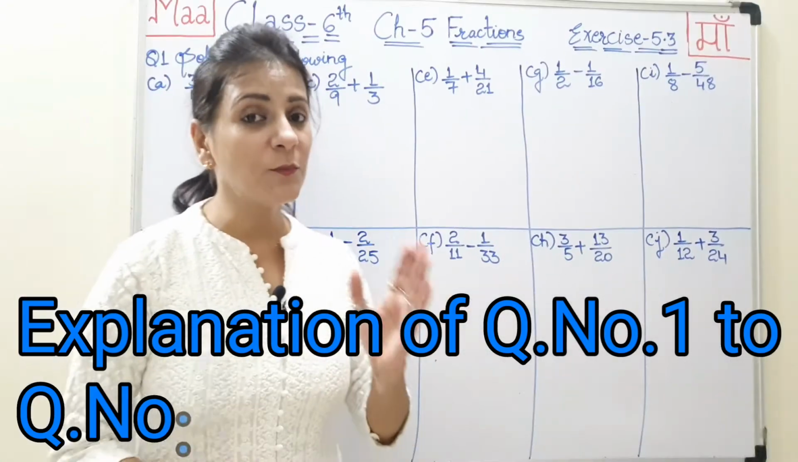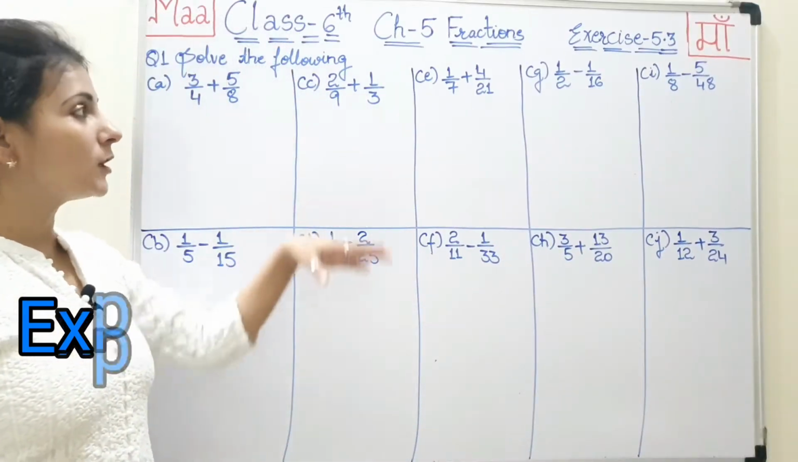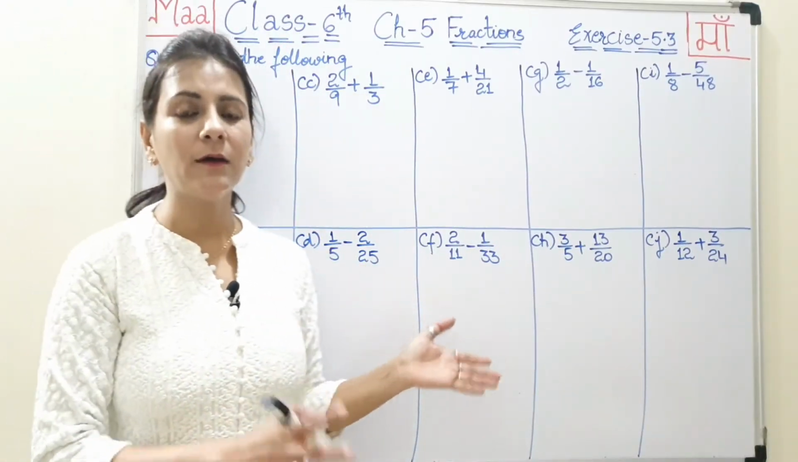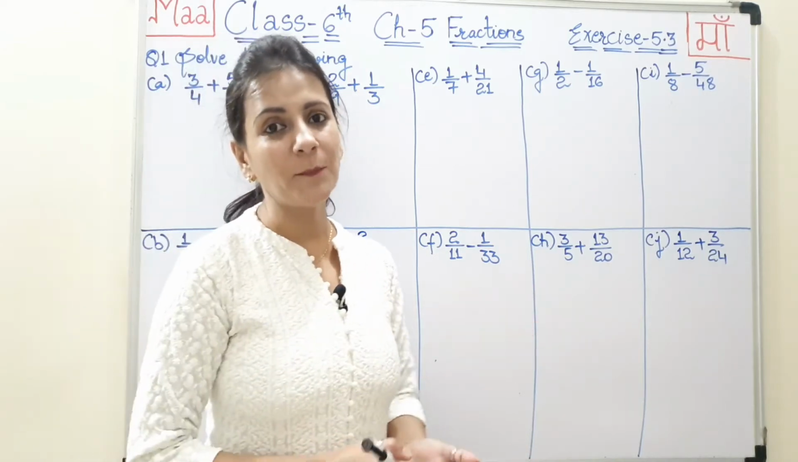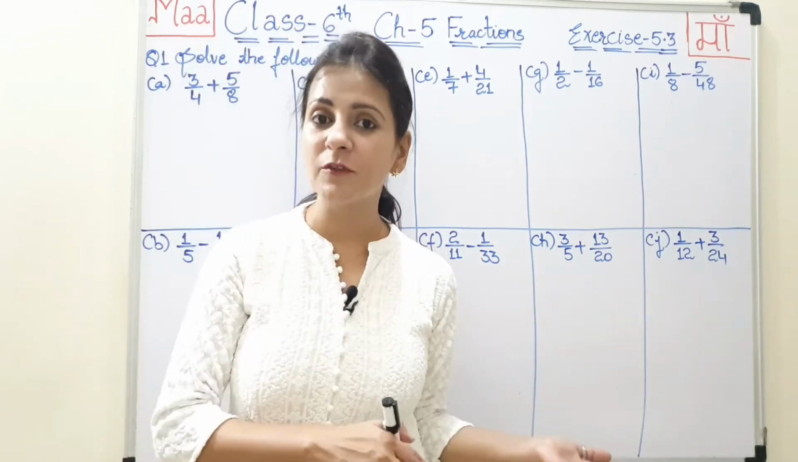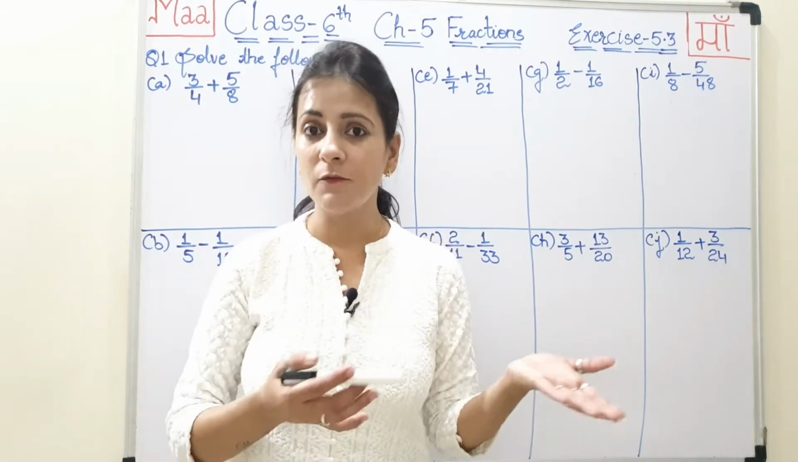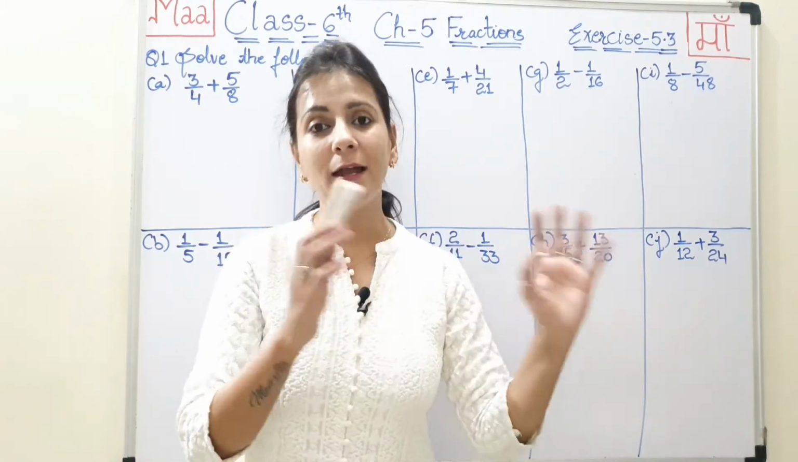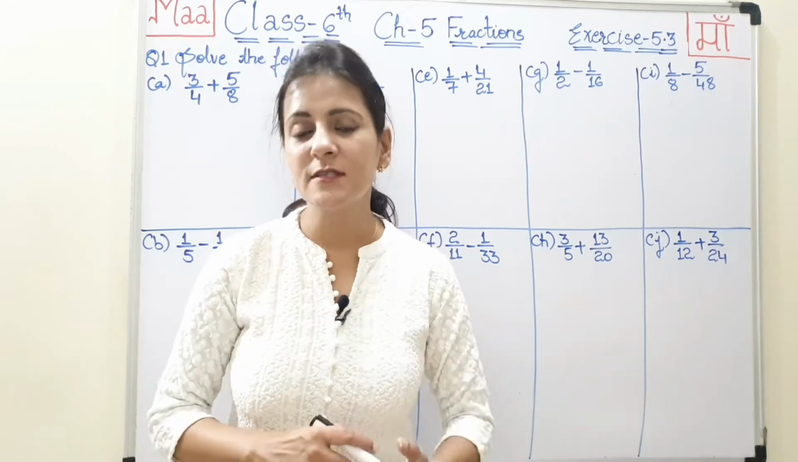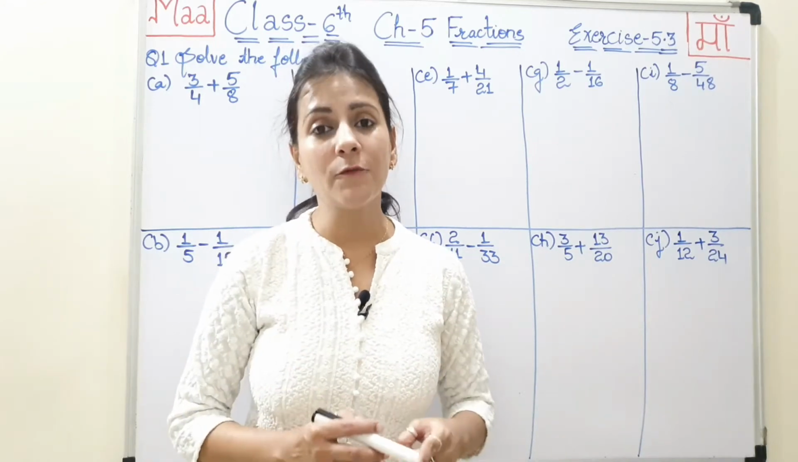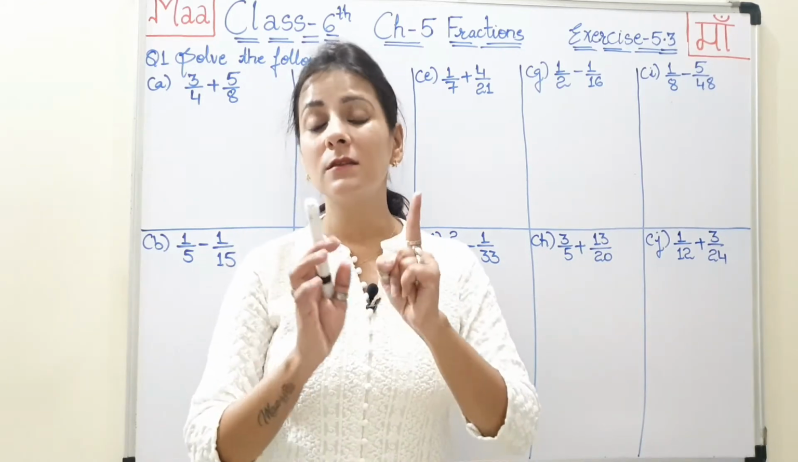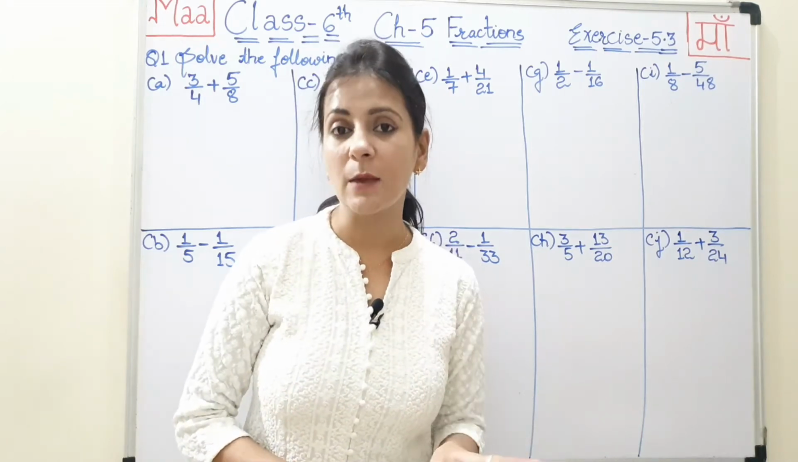So students, question number first of exercise 5.3 is: solve the following. Some fractional numbers are there, and in some parts there is an addition sign, and in some parts there is a subtraction sign. So if it is addition, then we have to solve it according to addition, and if it is subtraction, then we will do subtraction. The one thing which you have to remember, students, is the denominator should be the same.